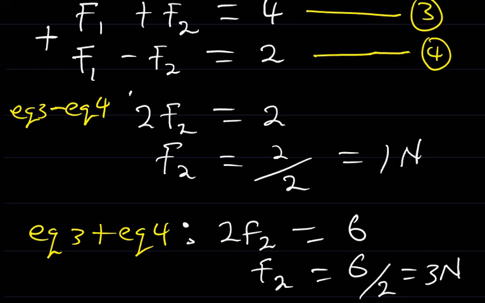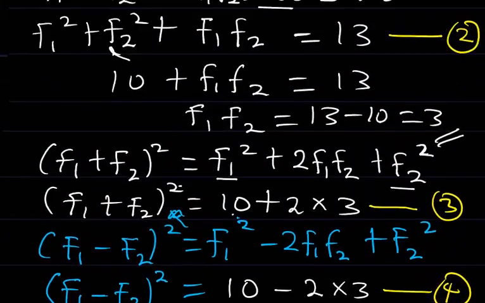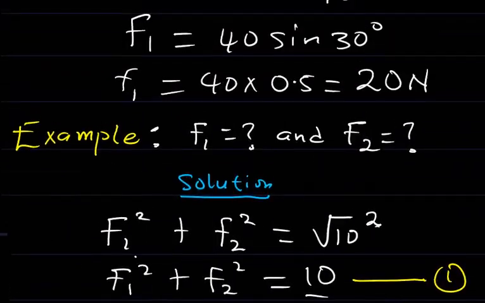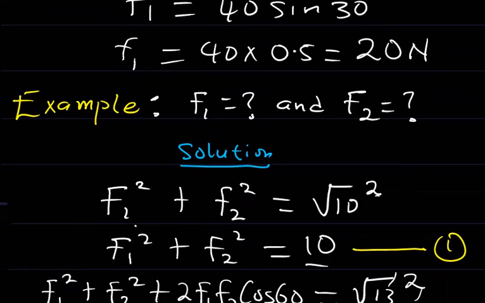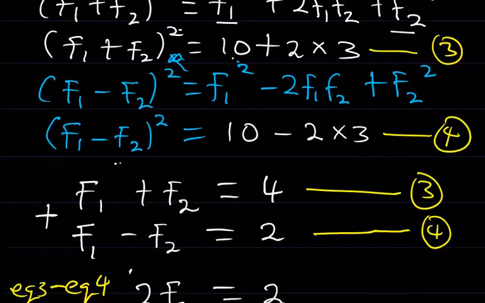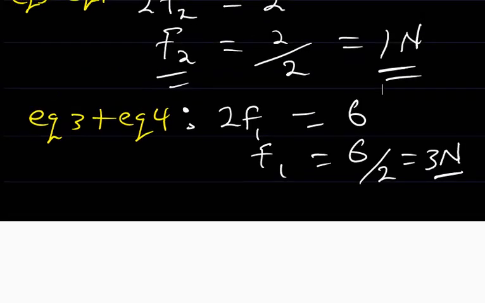Please pardon my mistake, this is 2F1. So F1 is 3 Newton, F2 is 1 Newton. Please take note of this. So this is the cosine rule, and of course the parallelogram law of forces. This is the very first analytical method of solving for resultant.